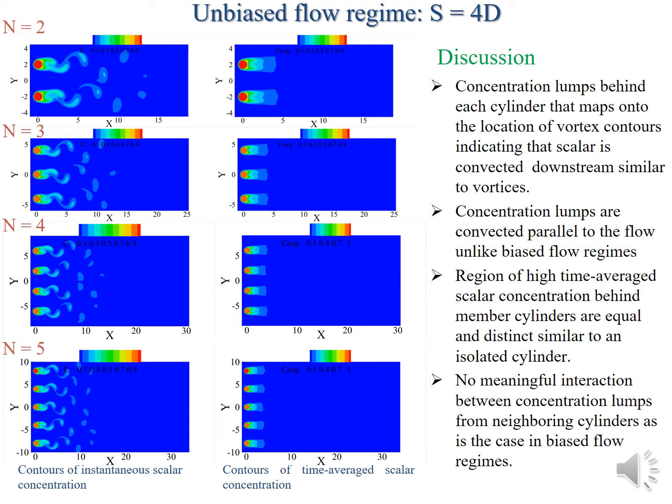Finally, for the side-by-side cylinders, we have the unbiased flow regime, which has a very large separation such that the interaction between vortices of neighboring cylinders is very minimal. As we can see, the scalar concentrations are transported almost parallel to the flow, and there is really minimal interaction between the scalar from different sides. Even far downstream we can tell which vortex was shed by which cylinder. That phenomenon is consistent as you increase the number of cylinders in the configuration.